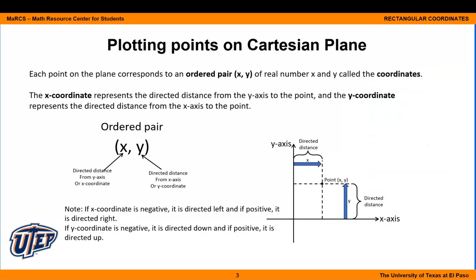Each point corresponds to an ordered pair (x, y). The x-coordinate represents the horizontal distance from the y-axis, and the y-coordinate represents the vertical distance from the x-axis. These are directed distances, meaning they can be positive or negative. So negative x moves left, positive x moves right, negative y moves down, positive y moves up. Always move in the x direction first and then the y direction.